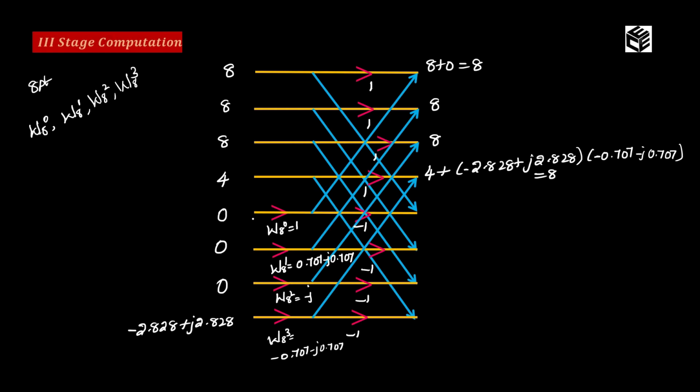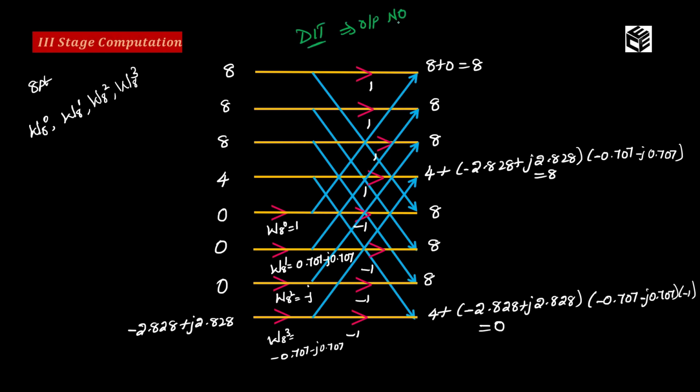And this is 8 minus 0. So this is also 8. This is 8. 8 minus 0. This is also 8. And this is 8 minus 0, which is also equal to 8. And this is 4. 4 is added to minus 2.828 plus j 2.828 multiplied by minus 0.707 minus j 0.707, which is multiplied by minus 1. So this answer is equal to 0. Okay.